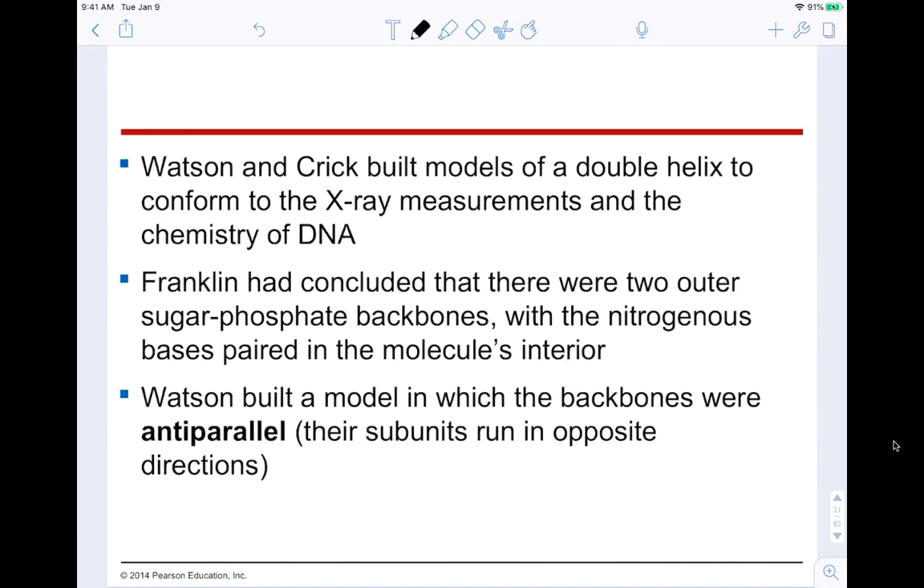So Watson and Crick built models of a double helix to conform to the X-ray measurements and the chemistry of DNA. So Franklin had concluded that there were two outer sugar phosphate backbones. So we know that that's our backbones. And then in the middle, we have our nitrogenous bases. Okay, with the nitrogenous base pairs in the molecule's interior. So Watson built a model in which the backbones were anti-parallel, which is what we just talked about. They run in opposite directions, 5' to 3'. So the other side would be 3' to 5'. It's like one's upside down.